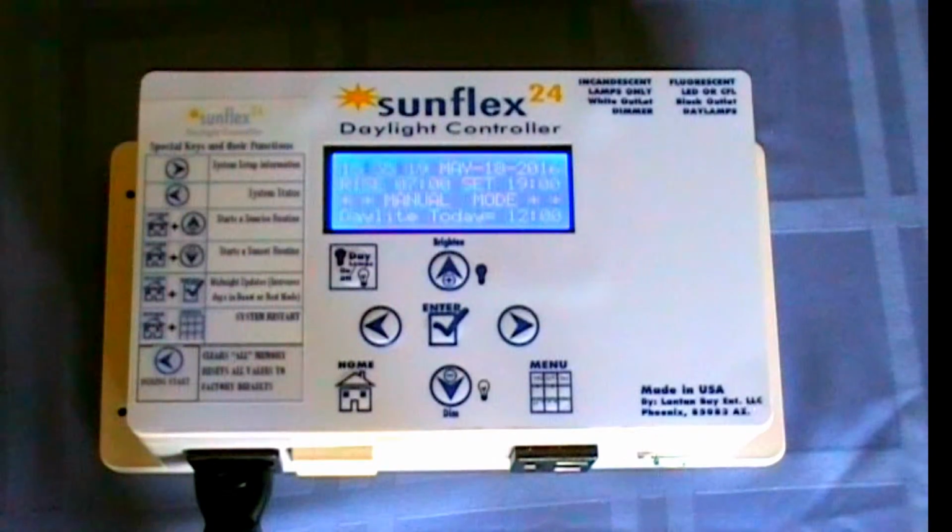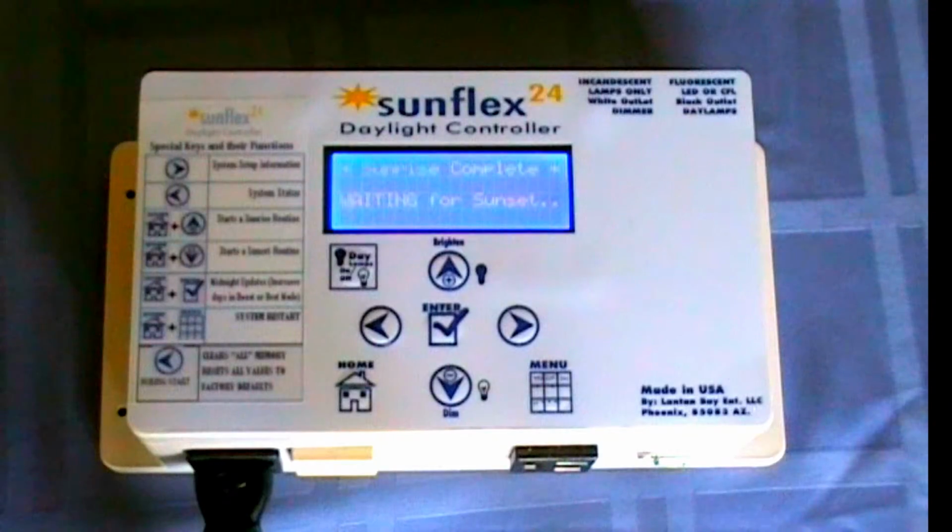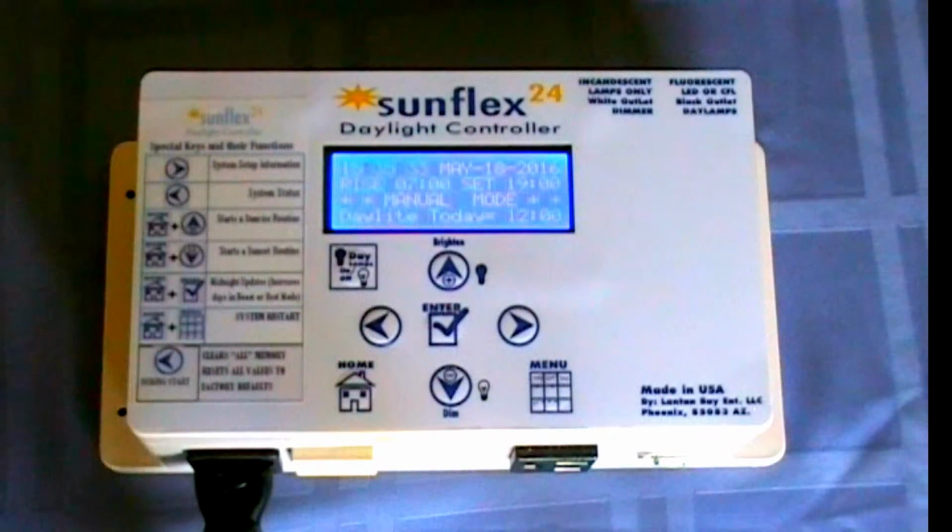Same scenario, except that the power comes on at 10:15 in the morning. Well, it is now past sunrise. Therefore, the system does a quick sunrise and skips over the sunrise duration. However, it does an accelerated, simulated sunrise and turns the lamps back on.